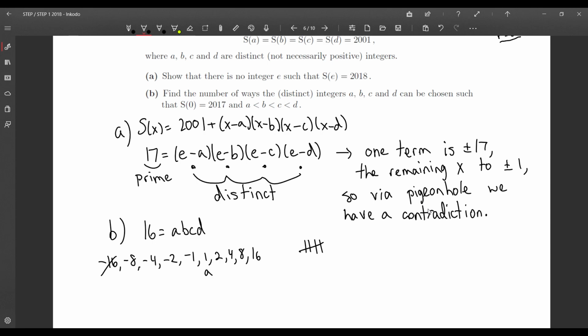So let's say A is 1. Then you have to have 16. And I don't think that's possible, because at that point the numbers multiplied are simply too big. So this is all, just five possibilities.